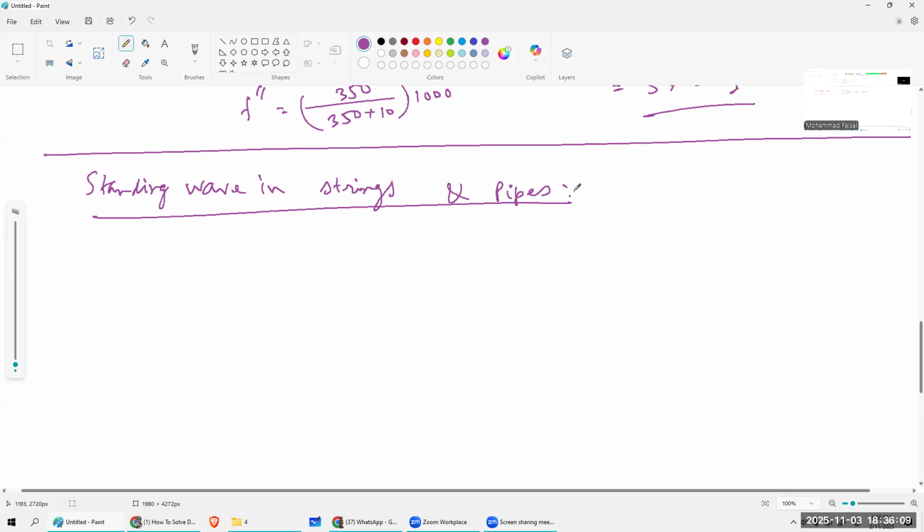হেডিং লেখো। আমি বলতেছি, স্ট্যান্ডিং ওয়েভস ইন... আমি দাঁড়া লিখতেছি, হ্যান্ডরাইটিং এমনিতে খারাপ। স্ট্যান্ডিং ওয়েভস ইন স্ট্রিংস and pipes.